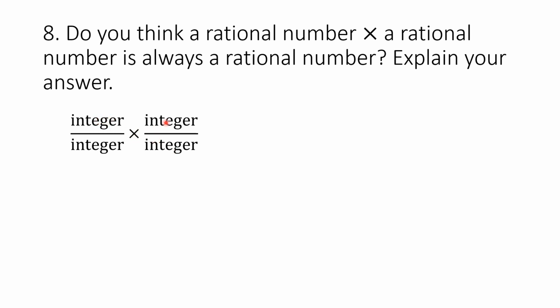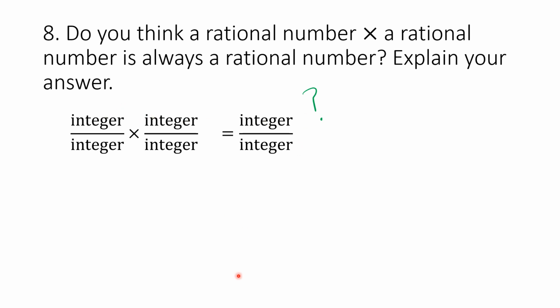So think about what an integer is. It's a positive or a negative whole number as well as 0. Right, so in the set of integers are positive and negative whole numbers, as well as 0. Do you think that an integer times an integer is always going to give you back an integer? Is an integer times an integer always going to give you an integer?